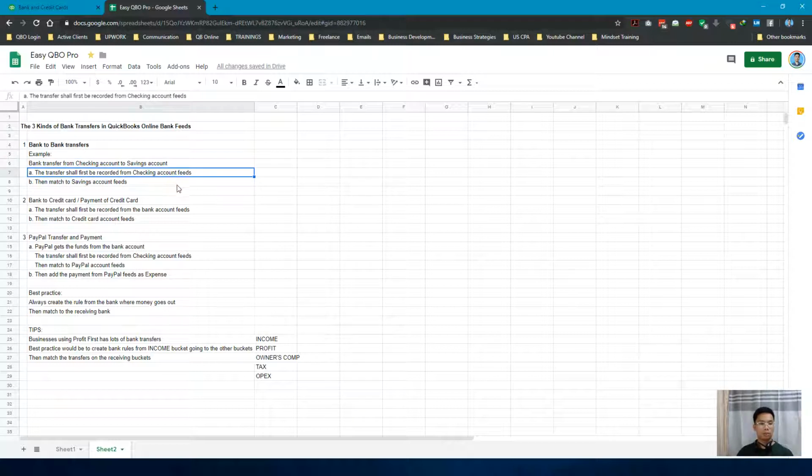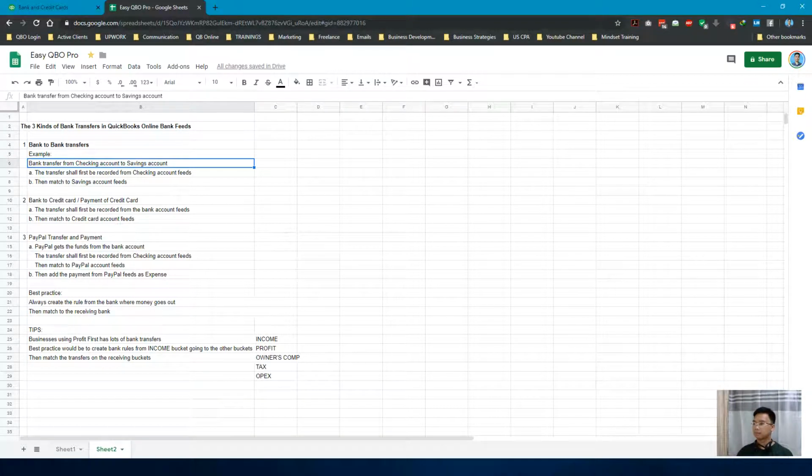So the procedure here is you first record the transfer from the checking account feeds, because this is where the money goes out. And then you match the transfer to the savings account feeds. Okay, it's for our example. So if you are having checking to checking transfer, then you record the transfer from the bank where the money goes out and then match it to the bank where the money is received or goes into.